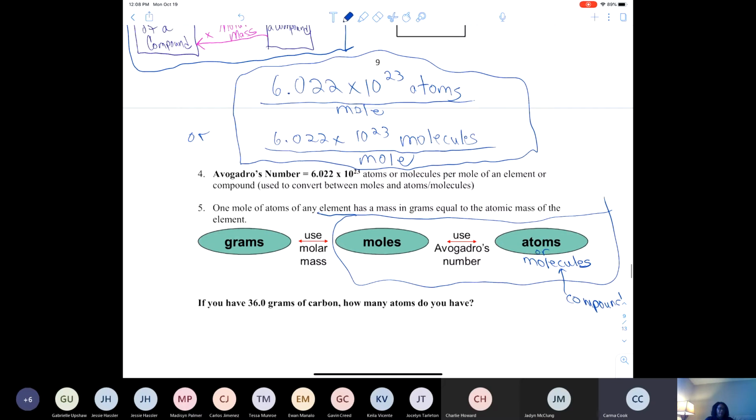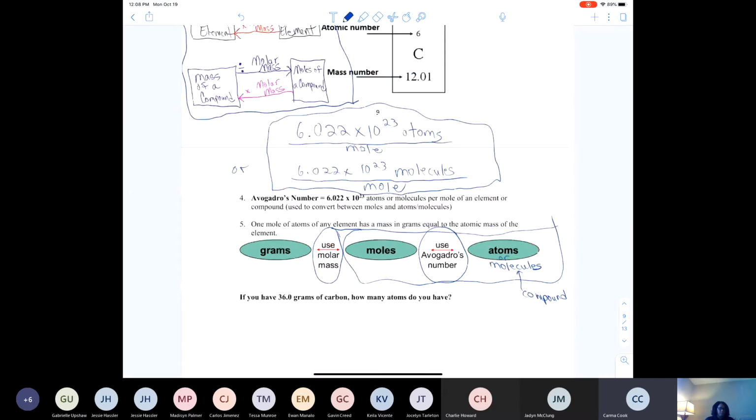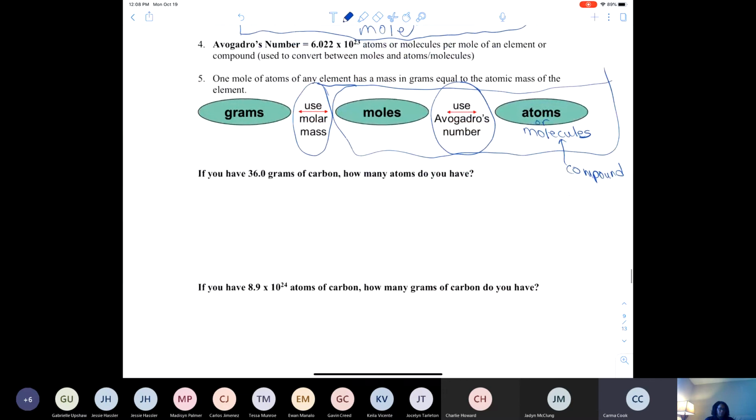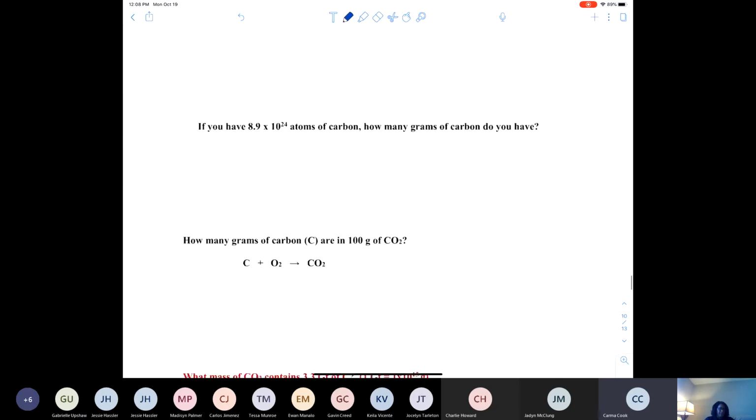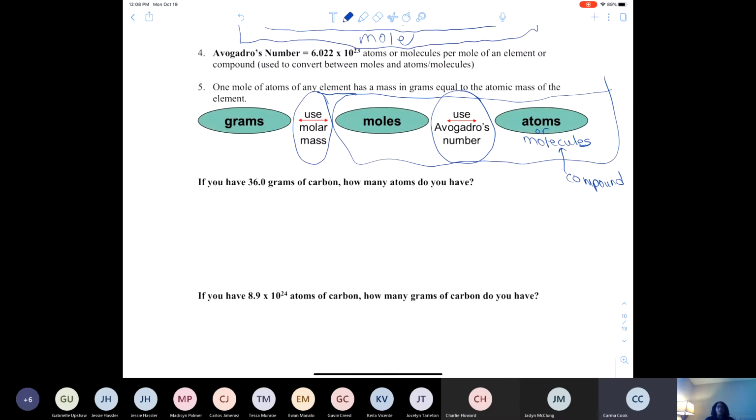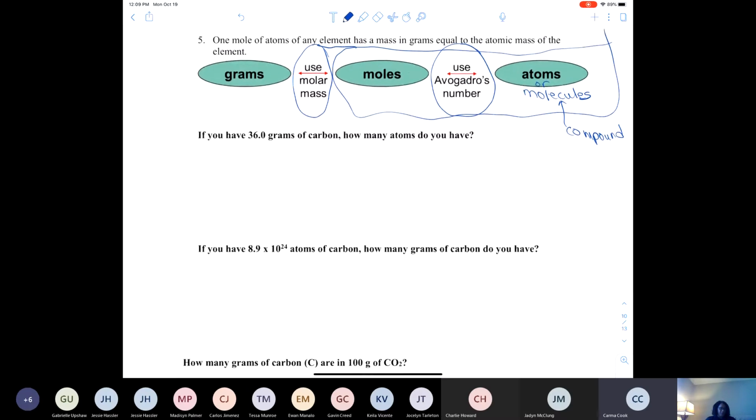So again, to review, to convert between grams and moles or between moles and grams, use molar mass or atomic mass. To convert between moles and atoms or moles and molecules, use Avogadro's number as a conversion factor. And so we use atomic mass, if we're talking about an element, as a conversion factor to convert between grams and moles, and then we can use Avogadro's number to convert between moles and atoms, or between moles and molecules if we're talking about a compound. Let's answer a few questions that are going to require us to do some calculations.